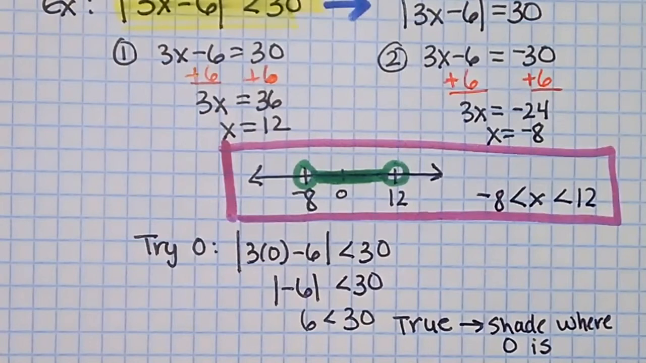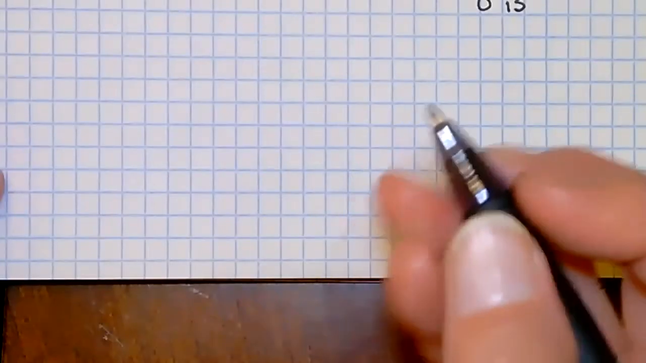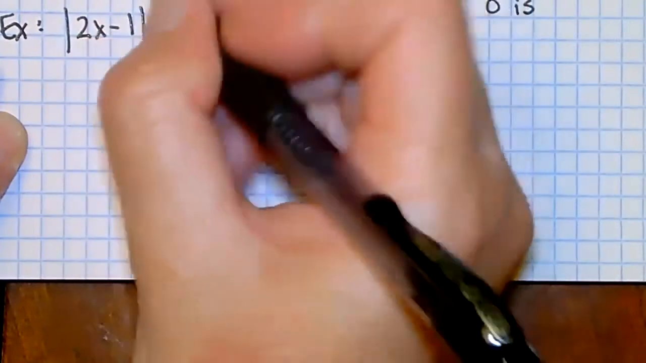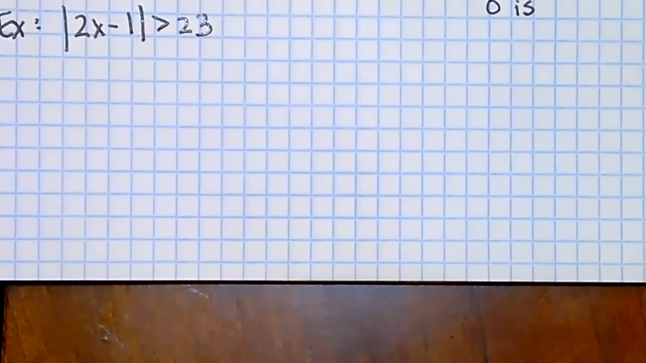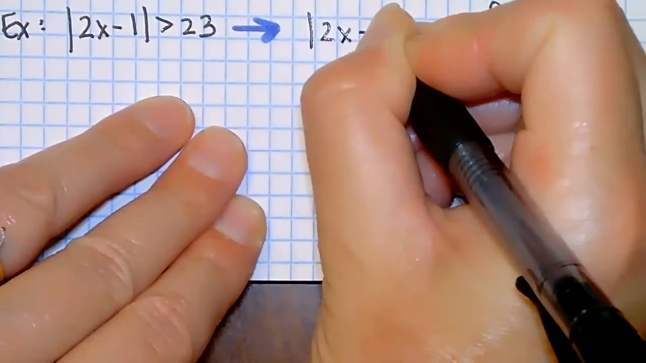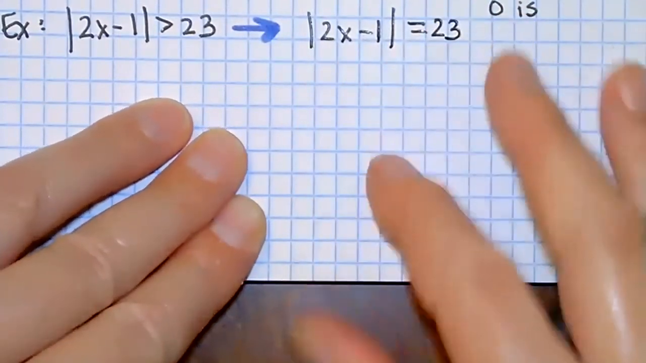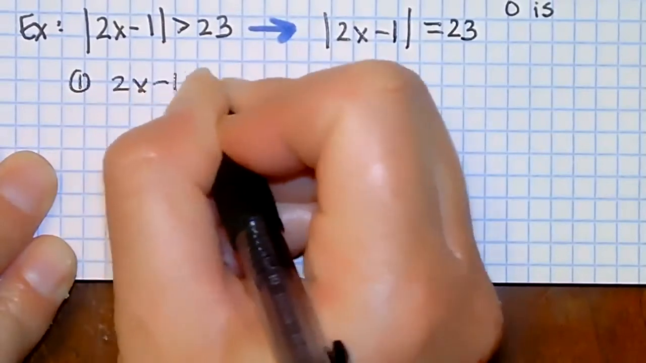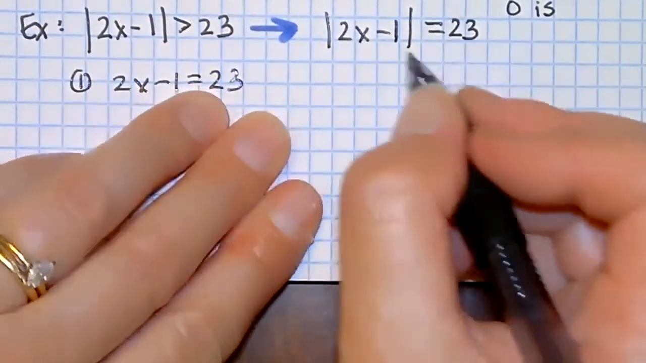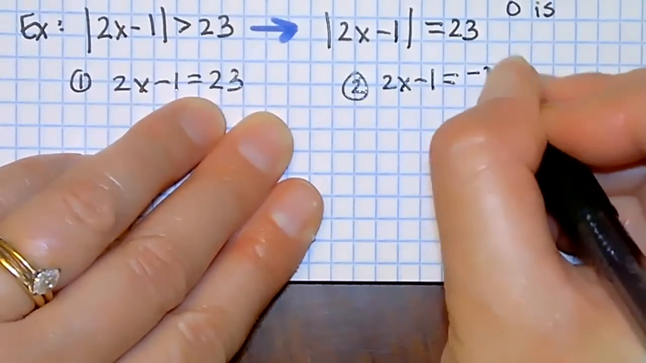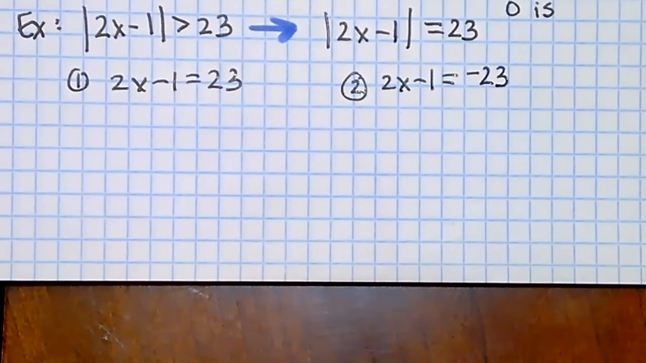Okay, so let's try another one. Our next example, let's try absolute value of 2x minus 1 is greater than 23. Again, we're going to rewrite this as an equal. So let me change this to absolute value of 2x minus 1 is equal to 23. And I'm going to write my two equations. I'm going to take what's inside the absolute value, which is 2x minus 1, and set it equal to 23. And then I'm going to take 2x minus 1 and set it equal to the opposite of this, which is negative 23. And I'm going to solve both of these to find my two boundary points.